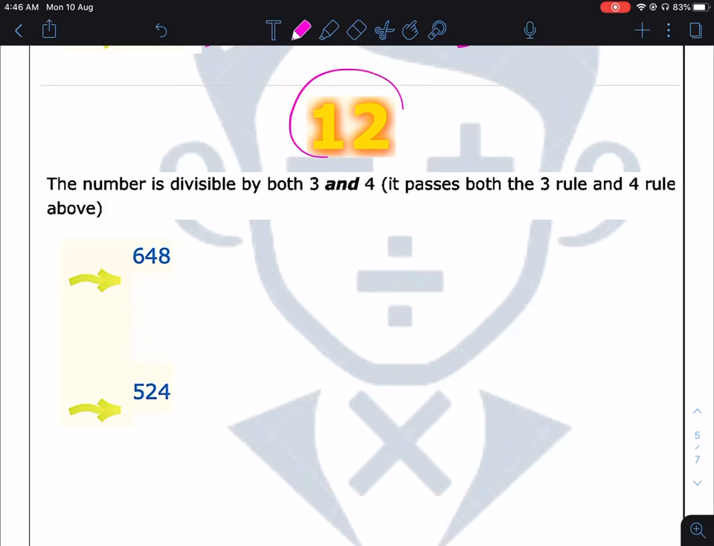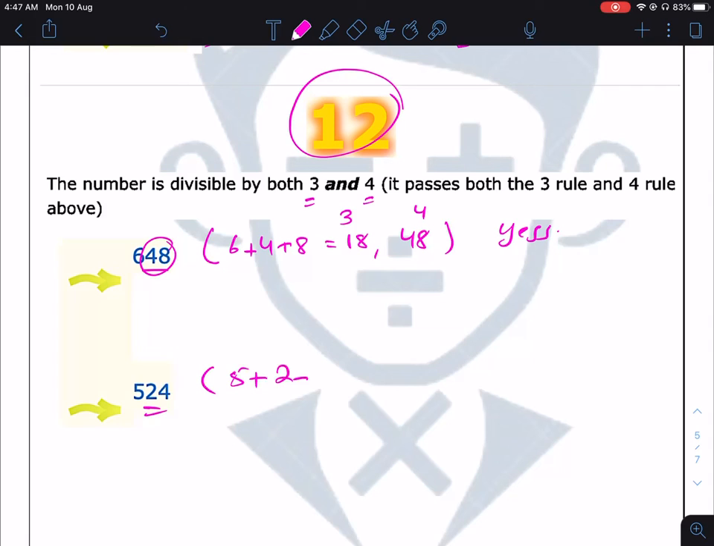Divisibility by 12: the number should be divisible by 3 and divisible by 4. Divisibility by 3, add them all. 6 plus 4 plus 8 is 18, so this number is divisible by 3. And I check the last digits, 48. Is 48 divisible by 4? Yes, so this number is yes, because it's divisible by 3 and divisible by 4. This number, find the sum of all: 5 plus 2 plus 4 is 11, not divisible by 3. And if the number is not divisible by 3, say no. No need to check divisibility by 4.